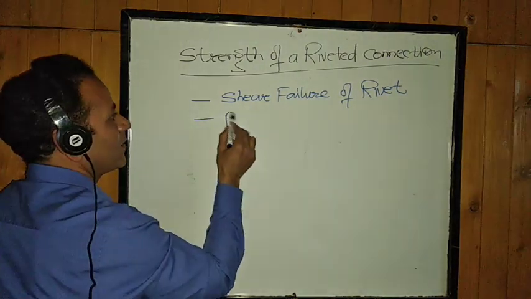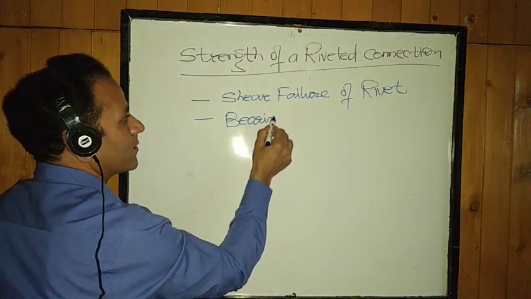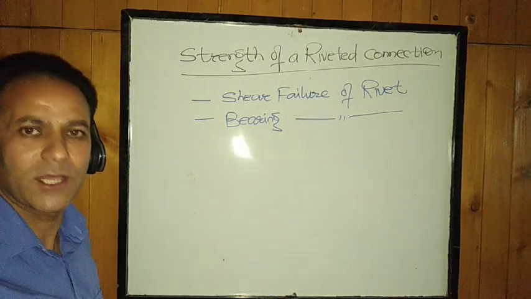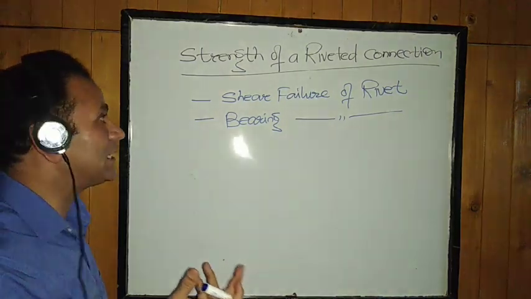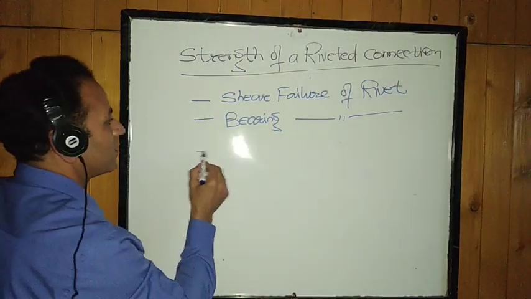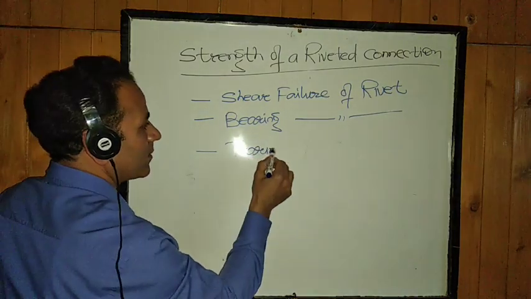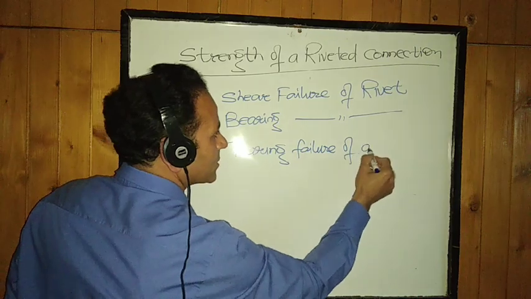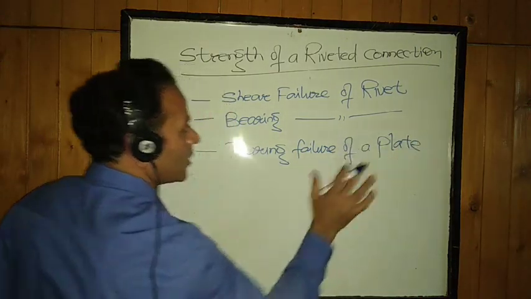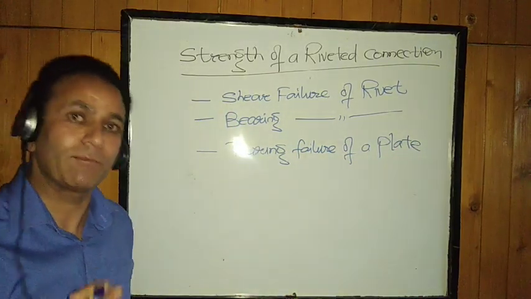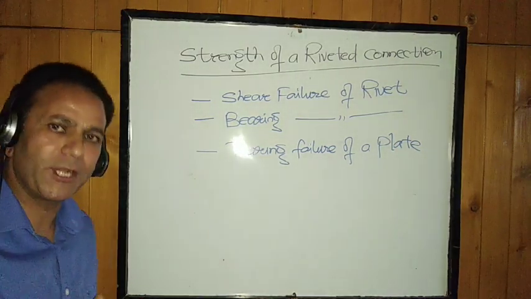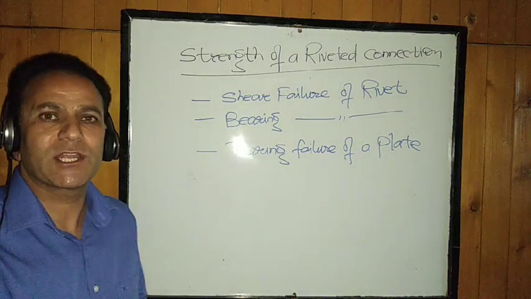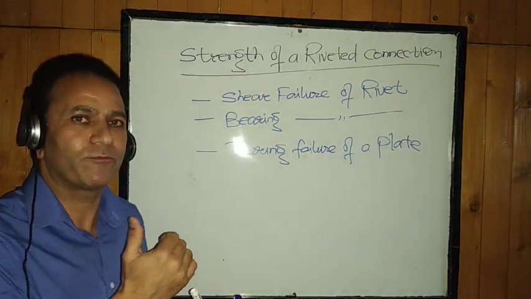Then second, bearing failure. Bearing failure also pertains to the rivets. So either the rivet can fail in shearing or it can fail in bearing. Then we have tearing failure, which is the tearing failure of a plate. Now this is not the failure of a rivet, this is the failure of a plate. So these are 3 prominent modes. There are other modes as well, but these are the 3 prominent modes where a riveted connection has maximum possibility of failure.